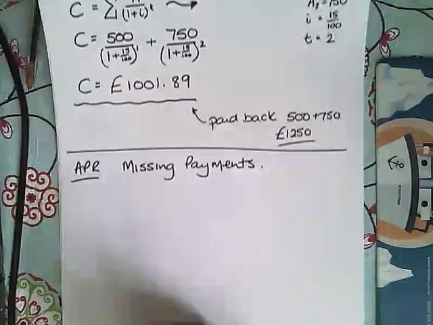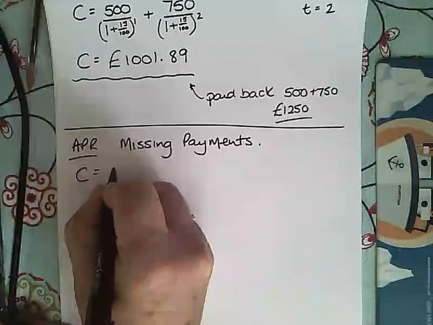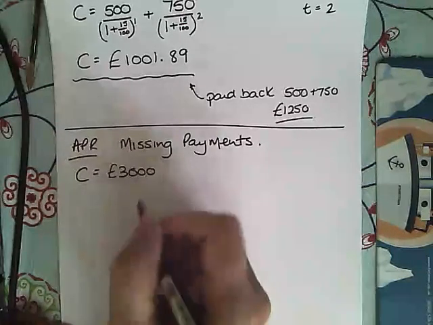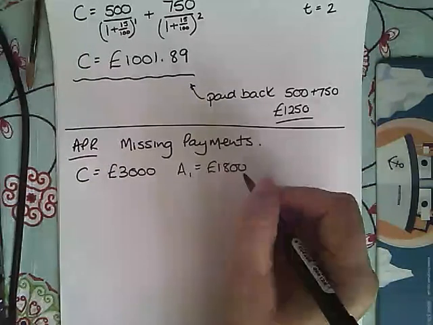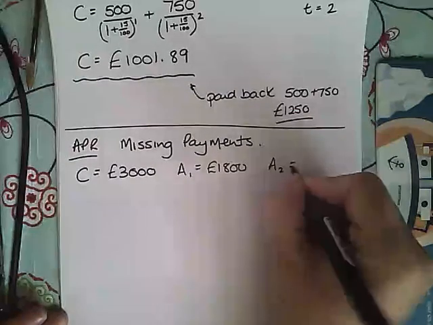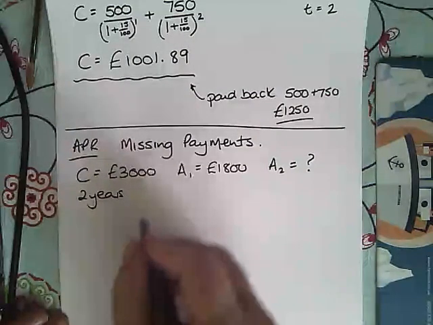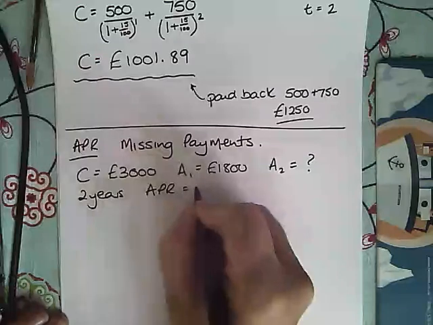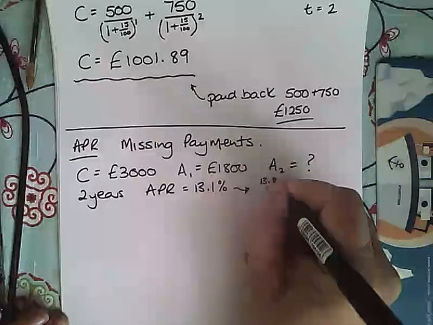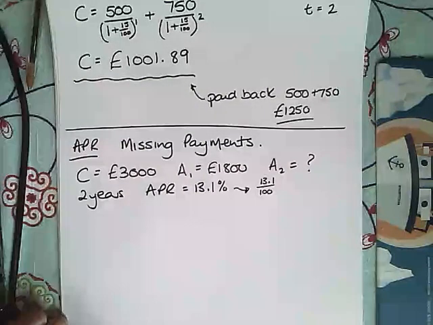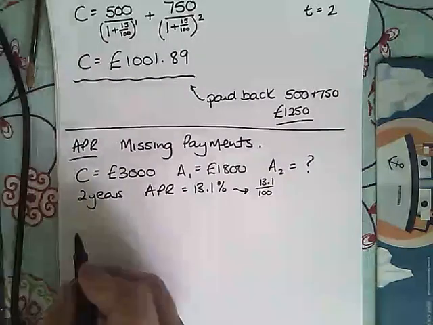So if we are missing a payment, if we have a loan amount of £3,000 and the first payment is £1,800. We don't know what the second payment is, that's what we're trying to find out. Over 2 years, and we've got an APR of 13.1%. And remember, we're going to turn that into 13.1 over 100 when it goes into our bracket. So we form an equation using the information that we've got up here.